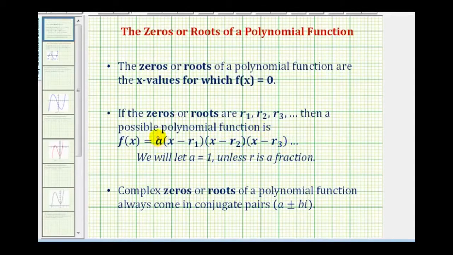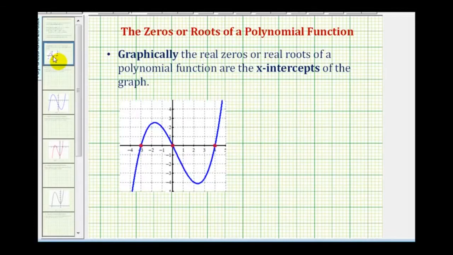Notice how there's also this a out here. A can be any constant. Notice how it's not going to affect the zeros of the function. However, we'll always let a equal 1 unless r is a fraction. If the polynomial function has complex zeros or roots, these always come in conjugate pairs. And then lastly, graphically, if we have real zeros, the real zeros would be the x-intercepts of the graph of the function.